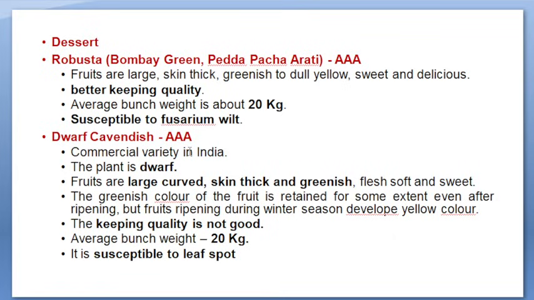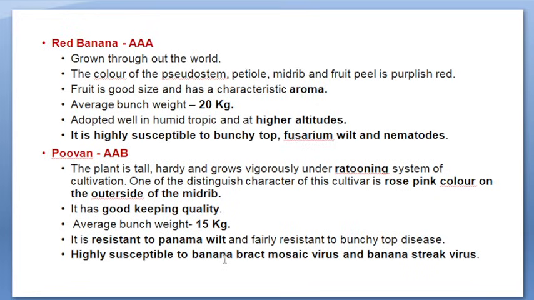Next is Dwarf Cavendish. As the name indicates, the plant is dwarf in height, and the fruits are very large, and the skin is thick. The fruits are greenish, and even in green color the fruits ripen without any color change. Keeping quality is not that good, only one day we can keep this. We can expect 20 kg yield from a single plant, and it is highly susceptible to leaf spot. Sigatoka leaf spot is a major problem.